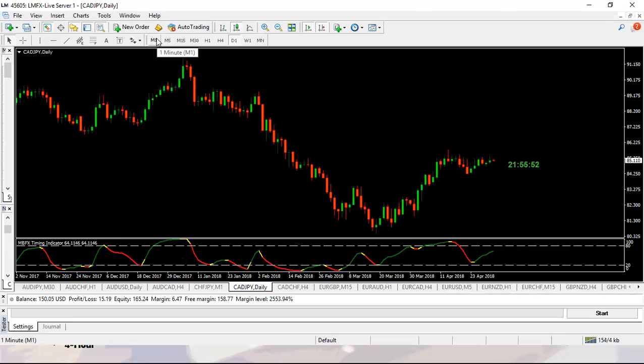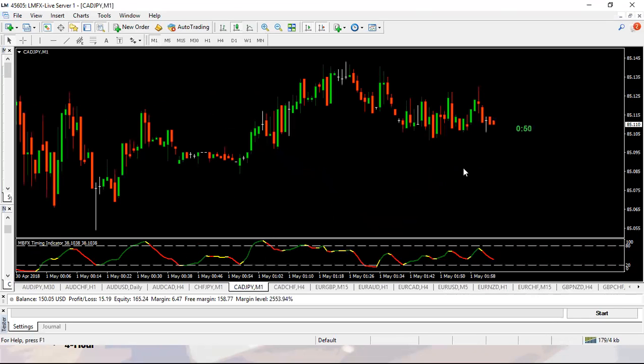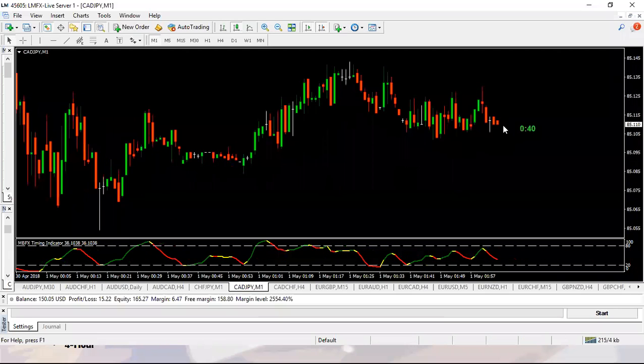Versus, let's go to the 1 minute chart. You'll see a lot more action within the 1 minute chart. It should be going crazy right now. It's not really moving. Let's go to a US pair in the US session.